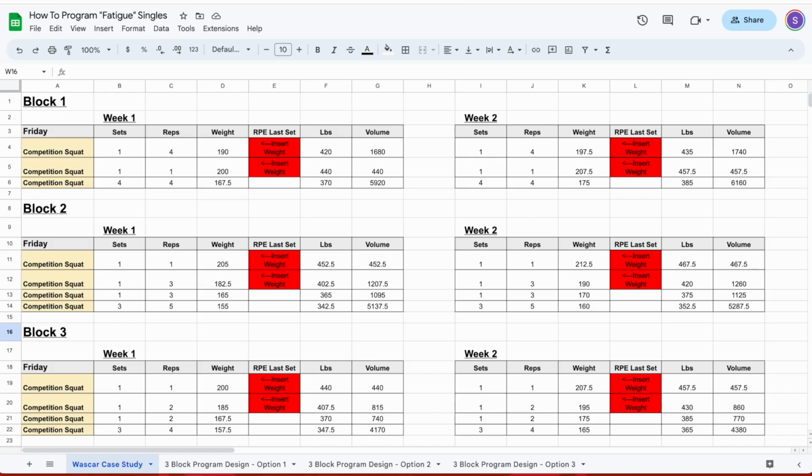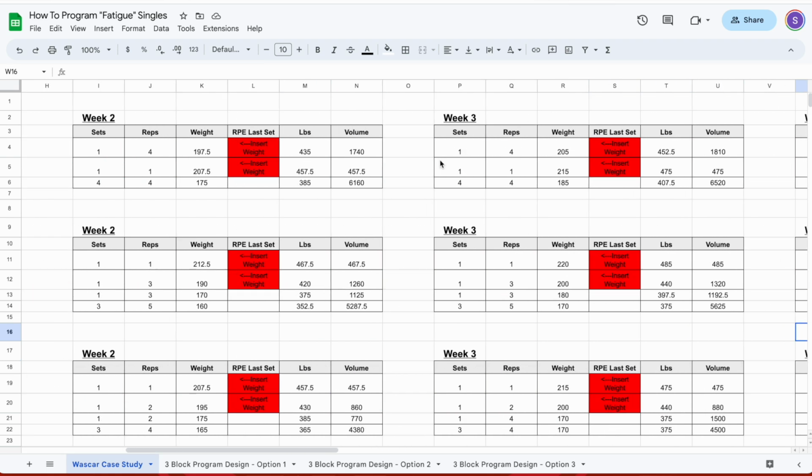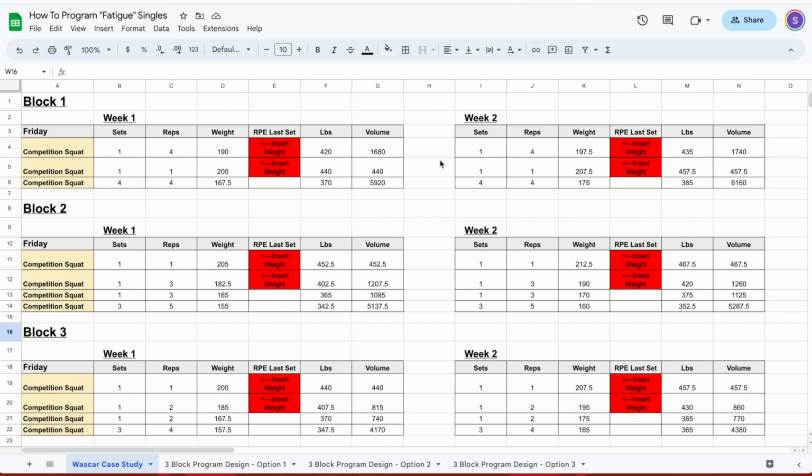So getting into Wascar's meet prep, we're going to look at the 3 blocks that led into his Powerlifting America Nationals competition. And I'm condensing some of this. One, we're only going to look at the main squat day. I'm also condensing this to make it very simple to look at. There's a little bit more to it than this, but this still gives the general gist of things.